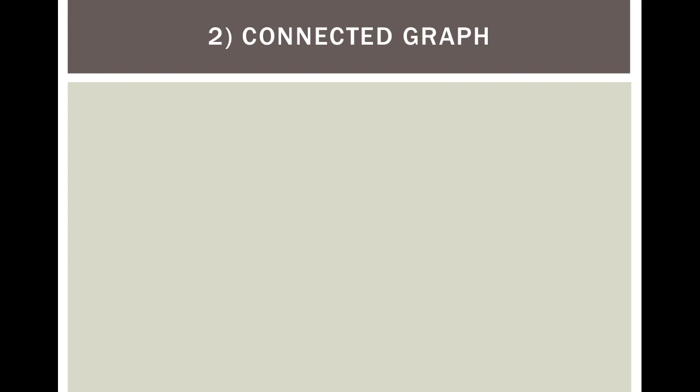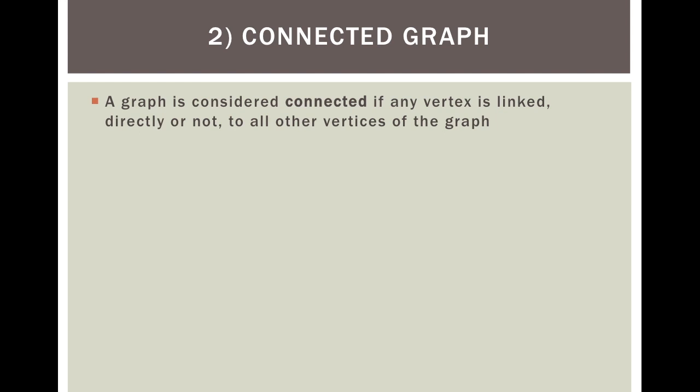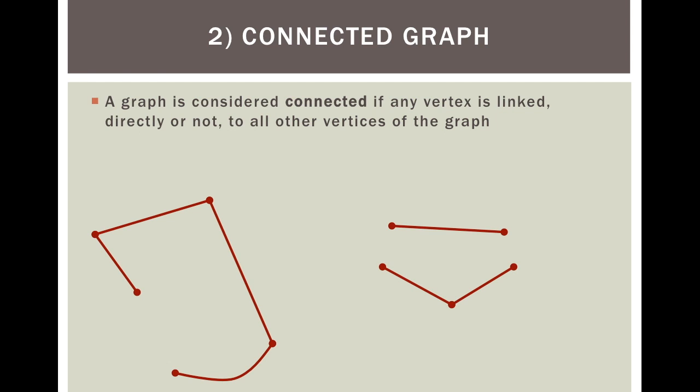The second thing after characteristics that we're going to learn is called a connected graph. A graph is considered connected if any vertex is linked, directly or not, to all other vertices of the graph. So here are 2 graphs, and I want you to guess or tell me which one is connected and which one is disconnected. And remember, connected if all vertices are linked, basically. This one is a connected graph. This one is a disconnected graph.